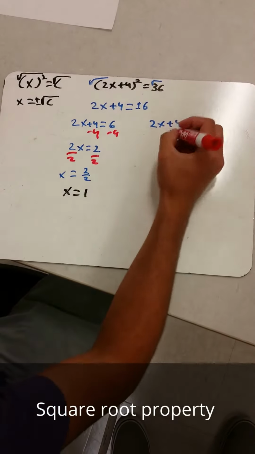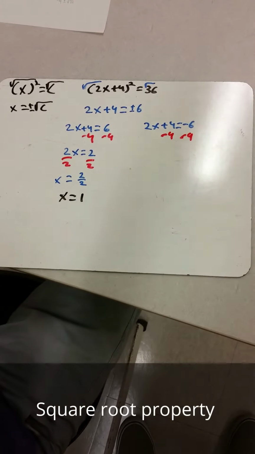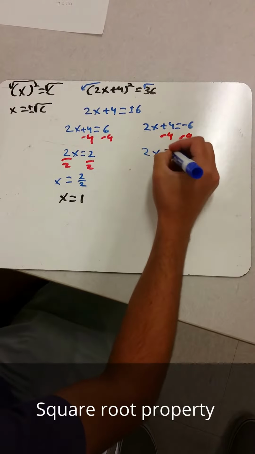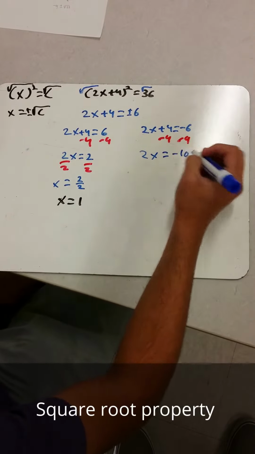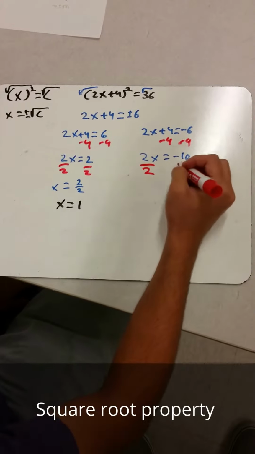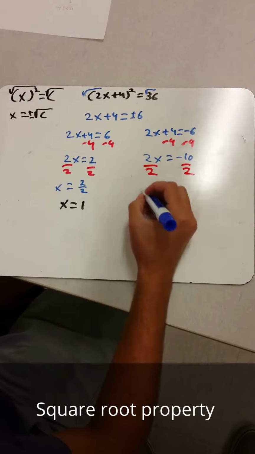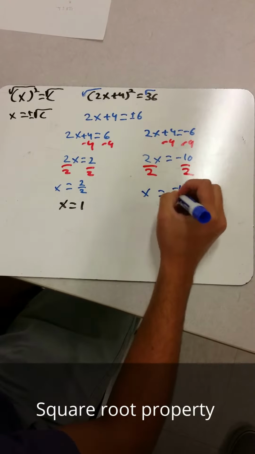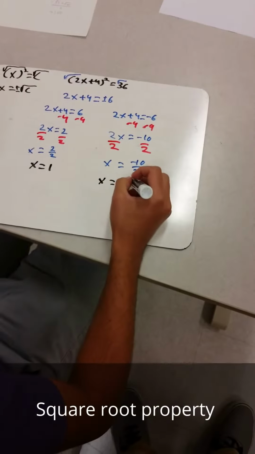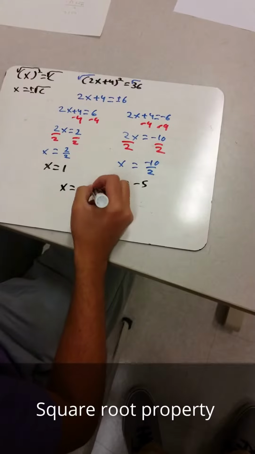So on this side we do the same thing. We subtract 4, and negative 6 minus 4 is negative 10. And then we divide by 2, and we get x = -10/2, which is also equal to -5. So our two answers are 1 and -5.